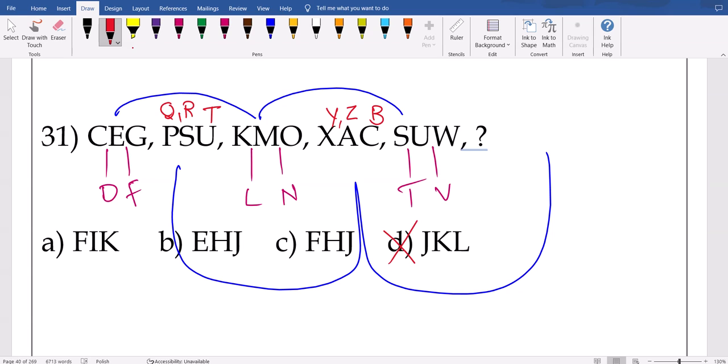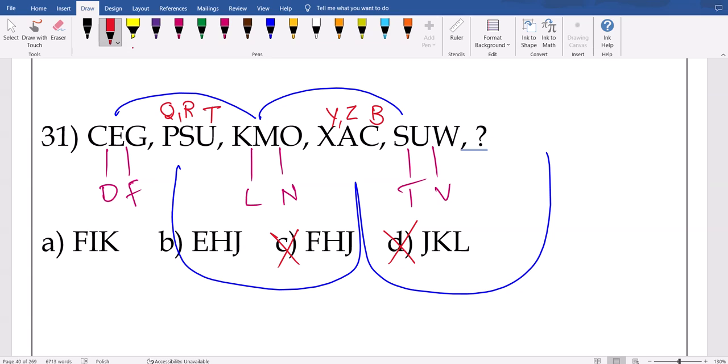So J, K, L no. Why J, K, L no? After J, two letters should be removed. Right. F after also no. Why? After F only one letter is removed, but we need to remove two letters. Not suitable. Among these two now, H, I, J. Okay. Here E, F, G. Fine. This is 5, 8, 10. Here 6, 9, 11. Both A and B are suitable. Then we'll see what other way to eliminate this is.